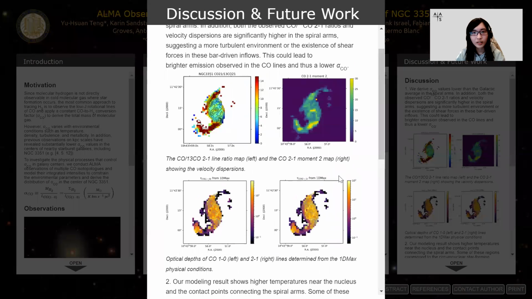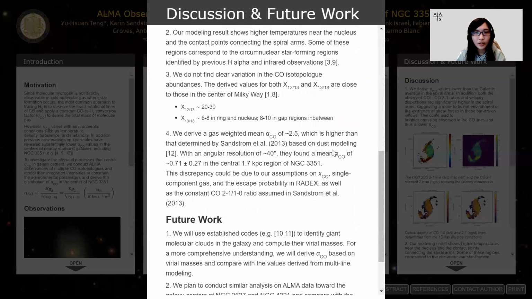We think these can all explain why the conversion factor is low in the arms, because we know that either a higher velocity dispersion or a lower optical depth can allow more CO emission to escape, so that we would observe a larger fraction of CO emission and therefore a lower conversion factor. Finally, we derive a mean alpha CO of around 2.5 in this region, which is higher than the value determined by Sandstrom et al. 2013.